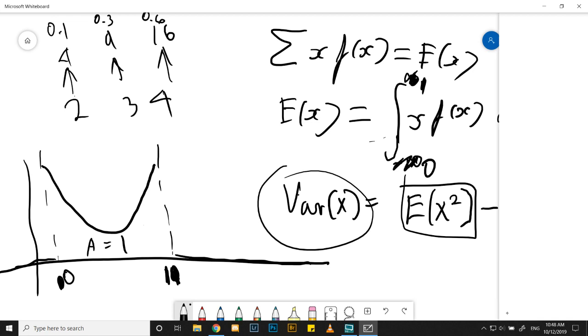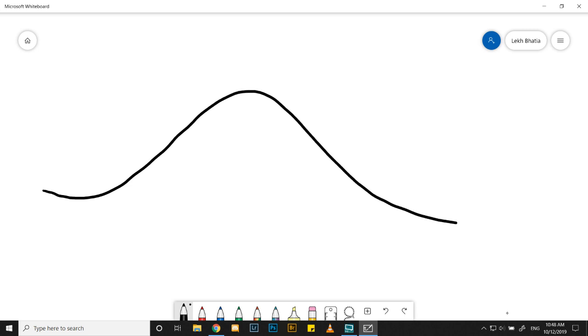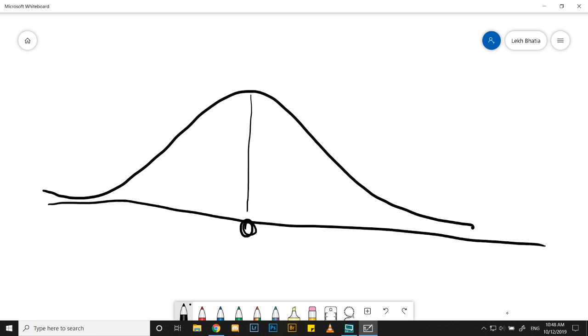So a lot of the times in questions, what they'll do, you need to know how to manipulate this information very carefully, which is like, this is your standard normal, right, with a mean of 0. It has a mean of 0.